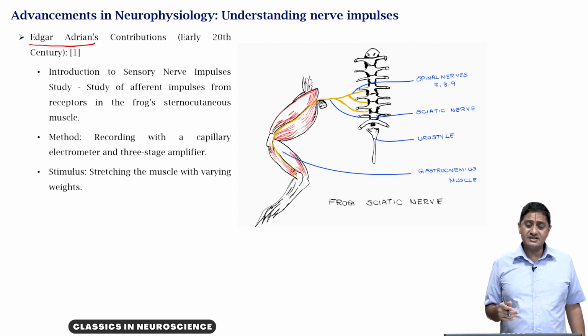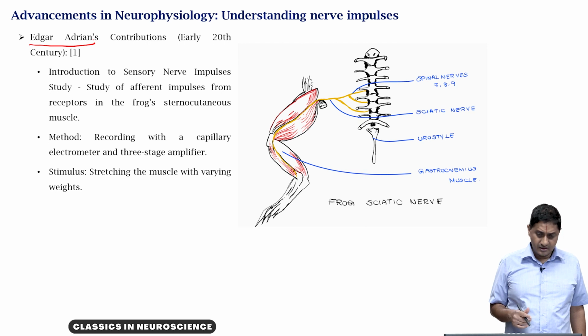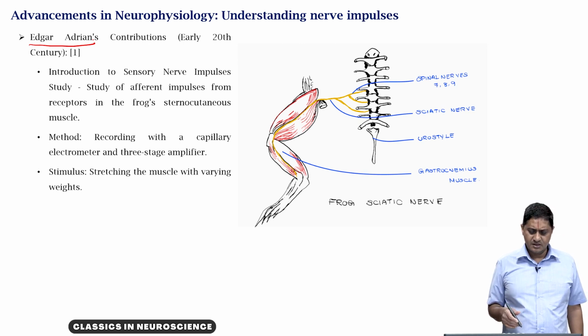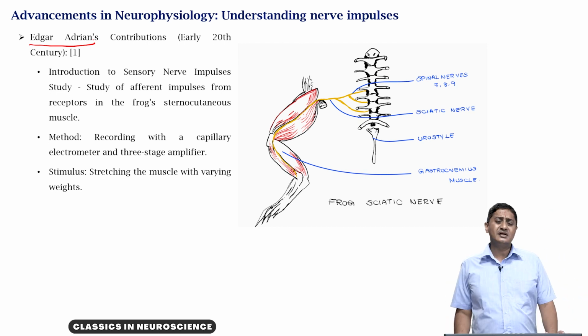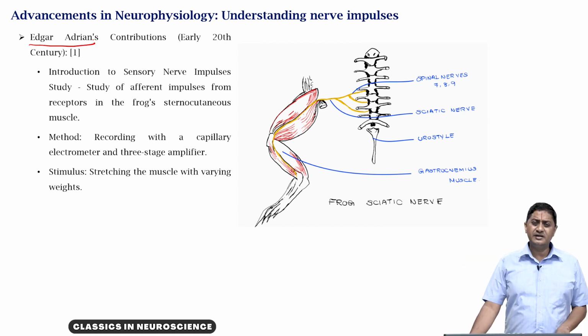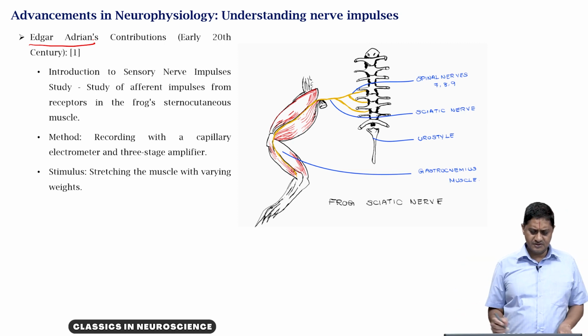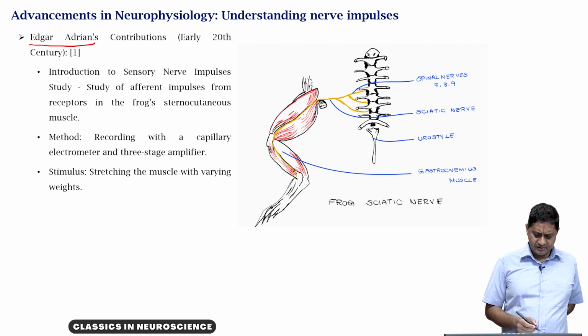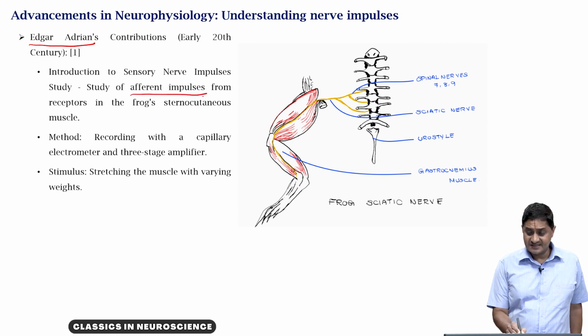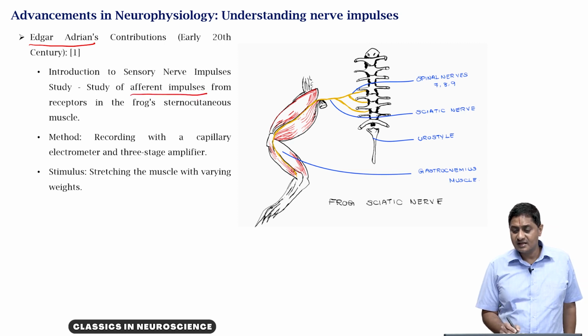Adrian continued the legacy of Keith Lucas, and Adrian and his students performed a series of studies that improved our understanding of the nerve impulse and the conduction. So Adrian and his students used the string galvanometer to study how afferent impulses, afferent means sensory, efferent with an E means motor.